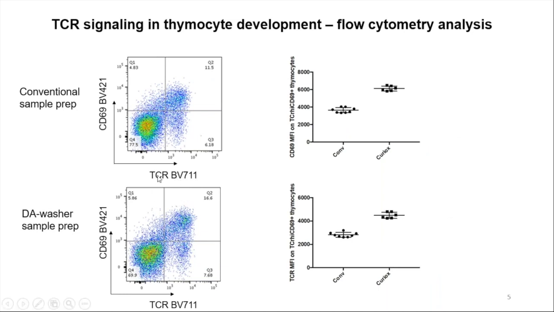So for example, if you look at the TCR and the CD69 plots, which are really critical because they allow us to examine different stages in thymocyte development, I think it's quite obvious that with the DA washer sample prep, we are actually getting higher MFI values, as you can see here, both for the CD69 and for the TCR, and that actually allows us to gauge our populations better. And I think this would be very critical for anybody who tries to actually use automated gating.